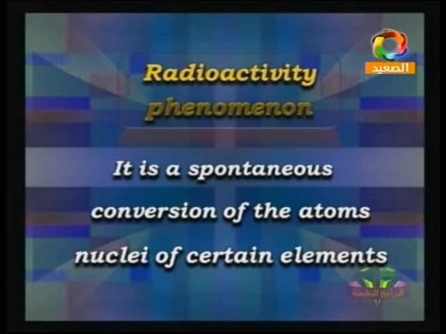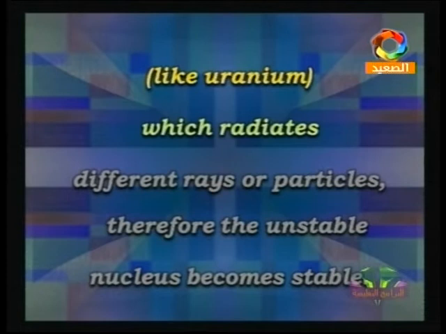Here we have the radioactivity phenomenon. This phenomenon is the spontaneous or continuous conversion of the nuclei of atoms of certain elements, like uranium, which radiates different rays or particles. Therefore the unstable nucleus becomes stable.